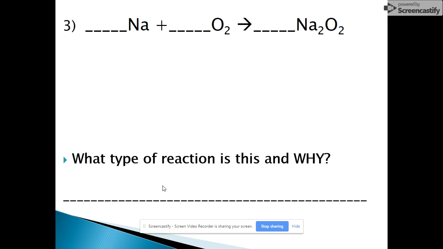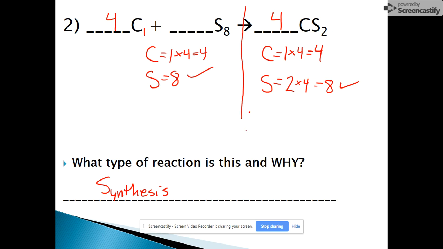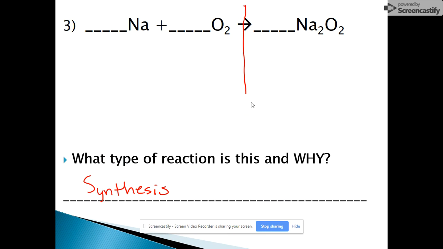Next one, lots of synthesis. 2 reactants making 1 product. Again, this is going to be synthesis. We need to balance it, divide it in half. On the left side, list our elements, Na and O. Same on the right, Na, O. Count them up. 1 sodium, 2 oxygen, 2 sodium, 2 oxygen.